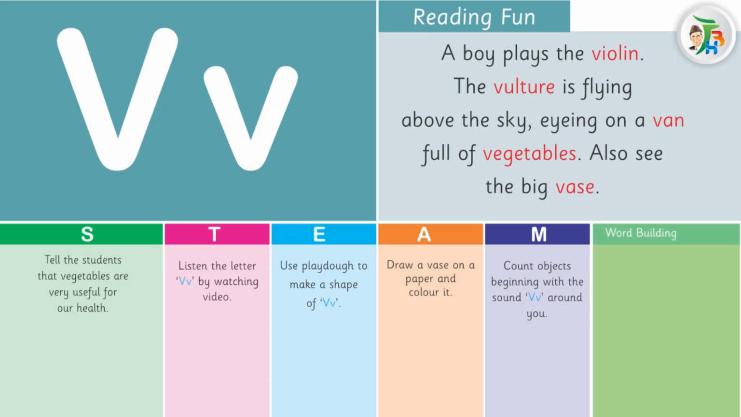Word building. Let's spell and read these words. V, O, W, vow. V, A, N, van. V, E, T, vet.